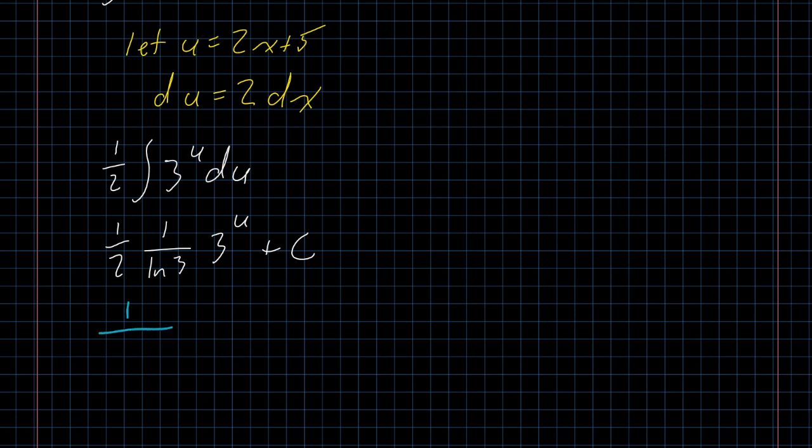All right, I am going to combine. Why did I switch to the blue pen? I am going to combine the fraction into one thing, 1 over 2 times the natural log of 3, multiplied by 3 to the substitute back in. U was 2x plus 5, and then plus arbitrary constant.